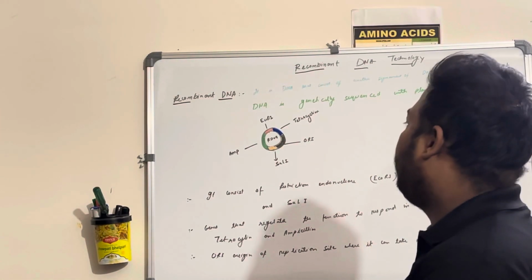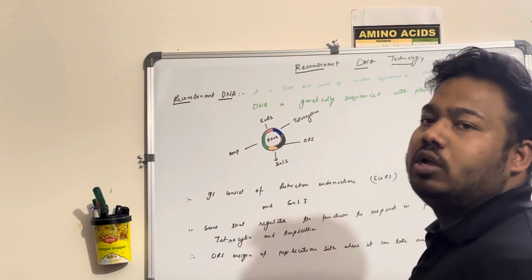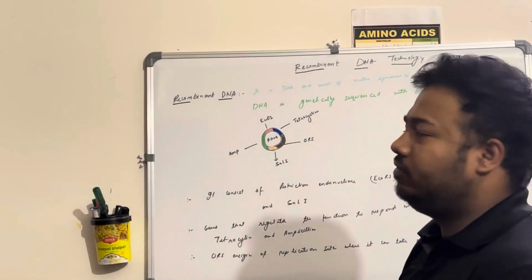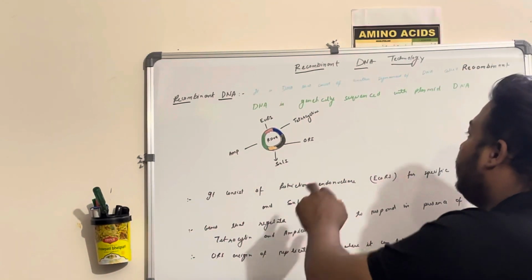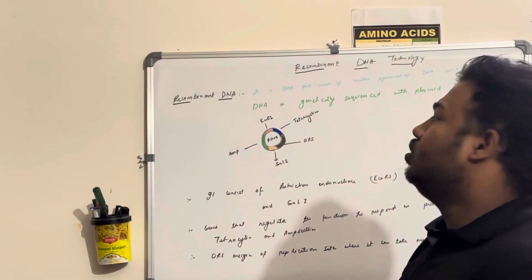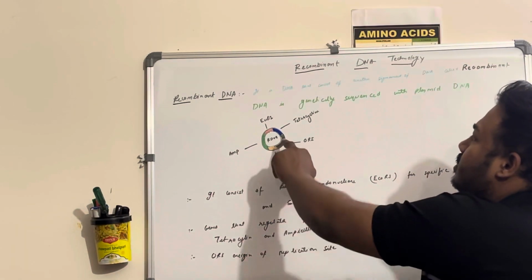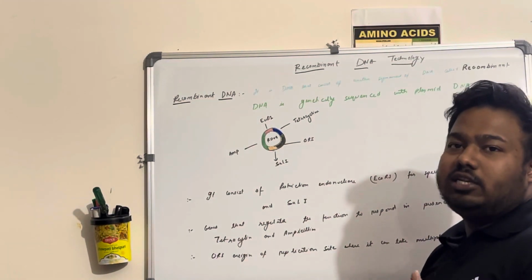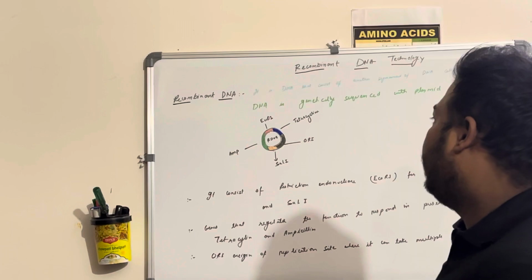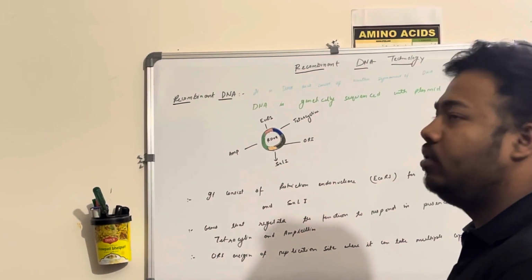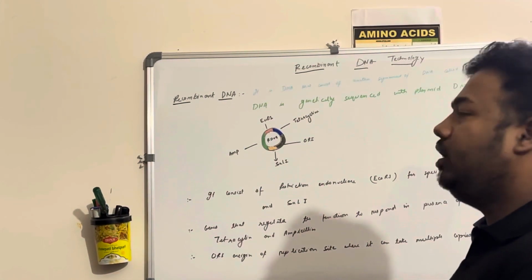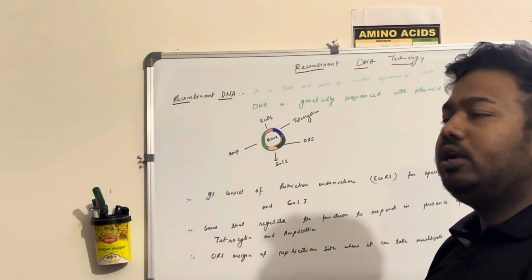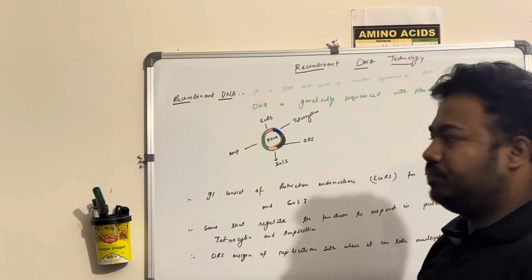Sal1 is a particular enzyme that also cuts at a particular position, and ori is the origin of replication, where the replication initiates in this plasmid. And this is the tetracycline. Tetracycline is an antibiotic that is used for the production of recombinant DNA and for testing the effect of the tetracycline on the host.